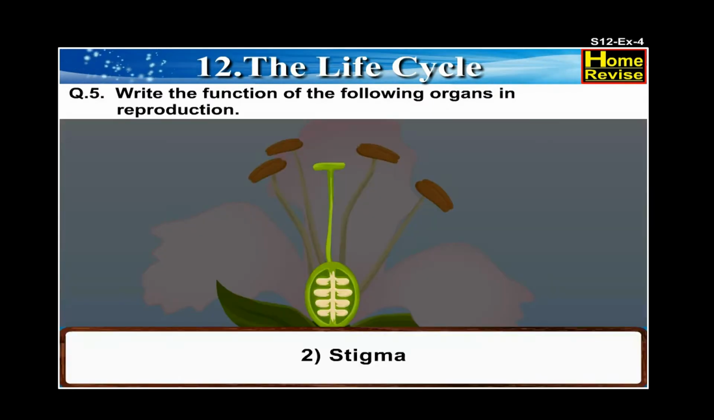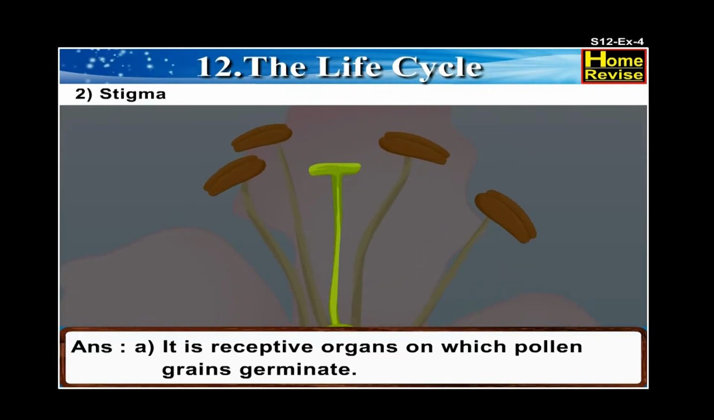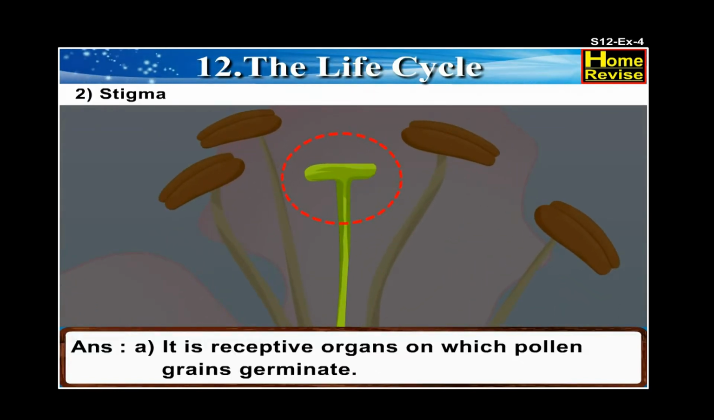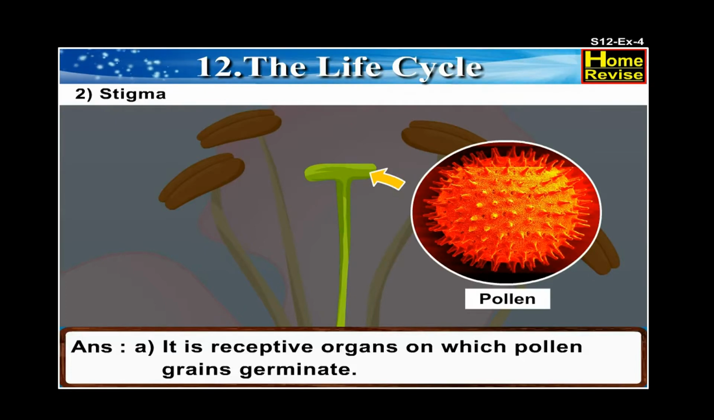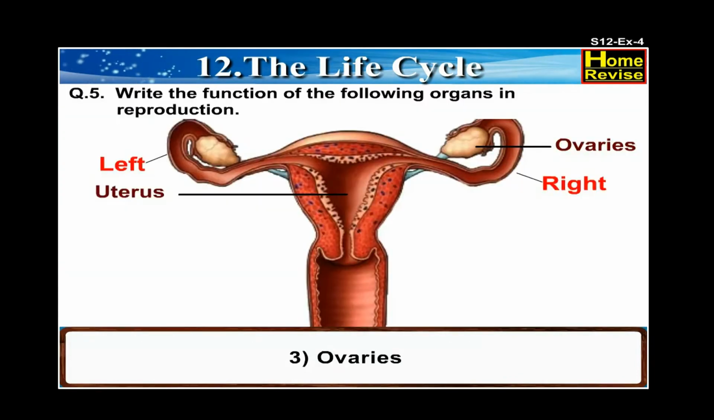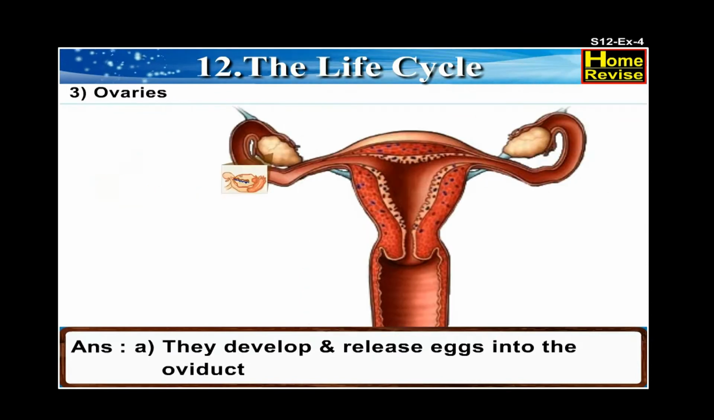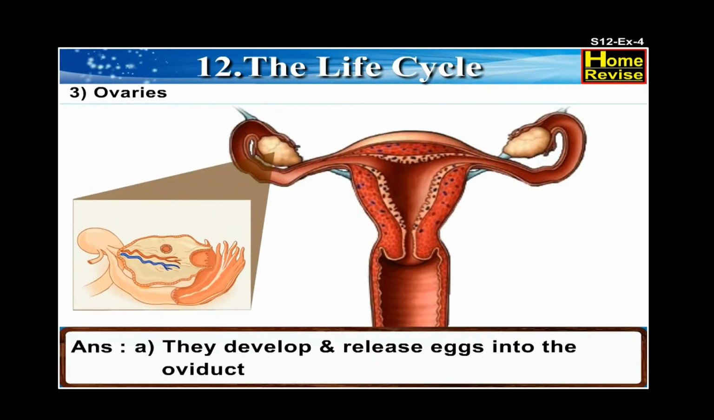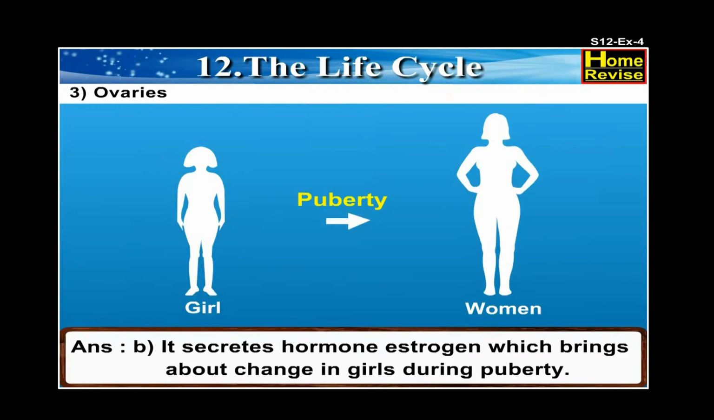Second, stigma. It is a receptive organ on which pollen grains germinate. Third, ovaries. A. They develop and release eggs into the oviduct. B. They secrete the hormone estrogen, which brings about change in girls during puberty.